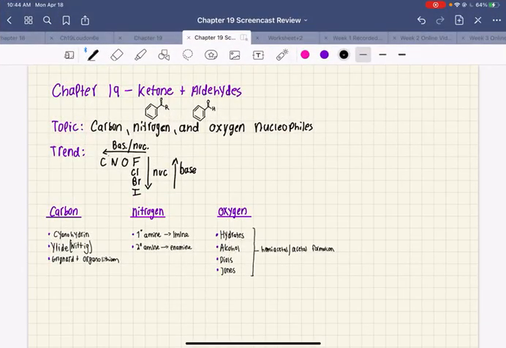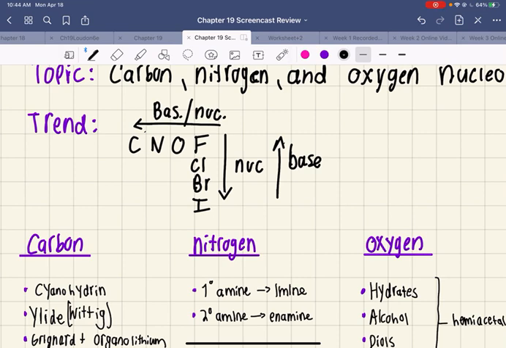Hello, and in today's video, we're going to be reviewing Chapter 19, Ketone and Aldehyde Nucleophiles. The basic trend is that basicity and nucleophilicity increase down the row, and nucleophilicity increases down the column, and basicity decreases up the column.